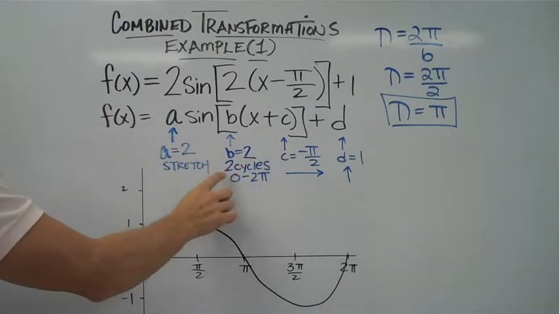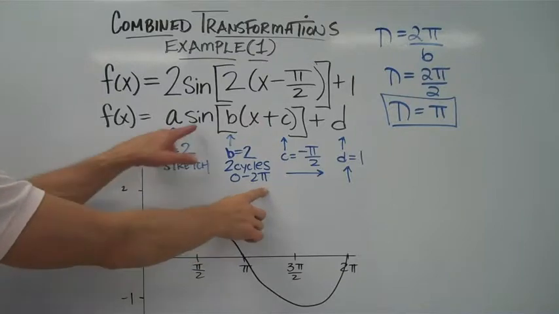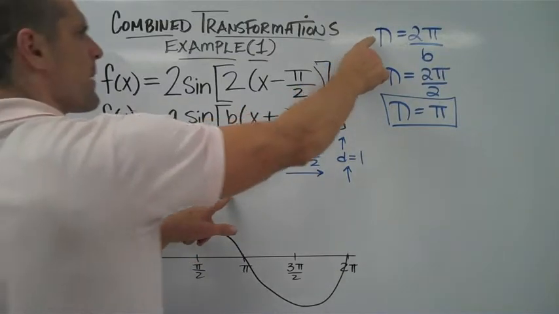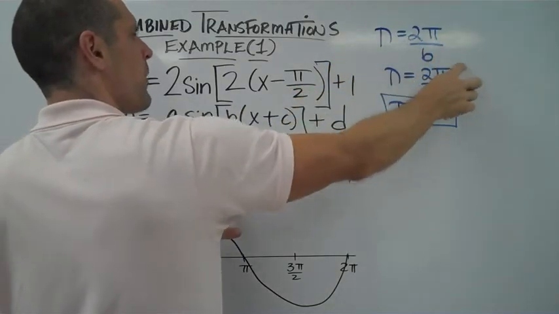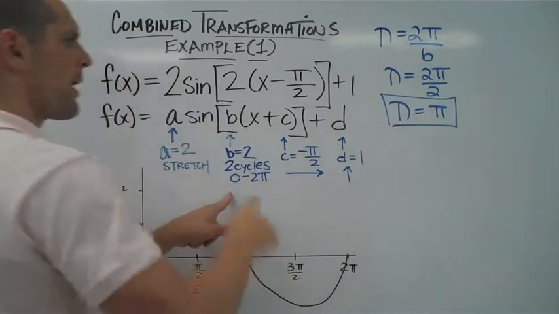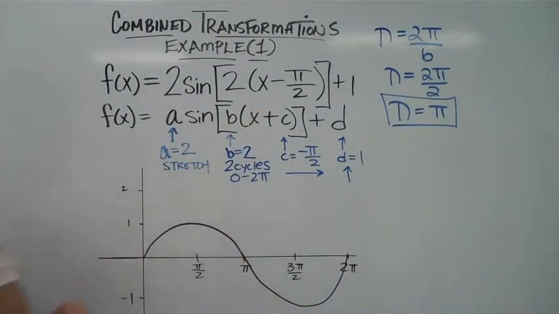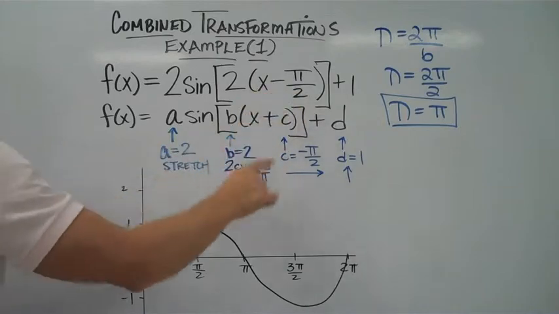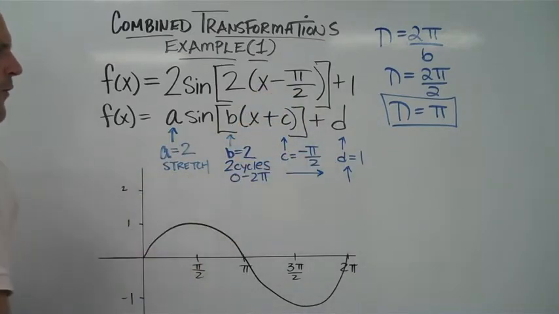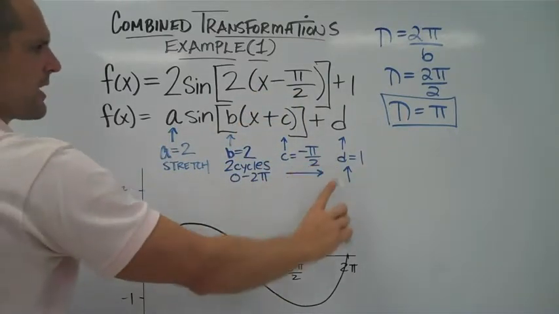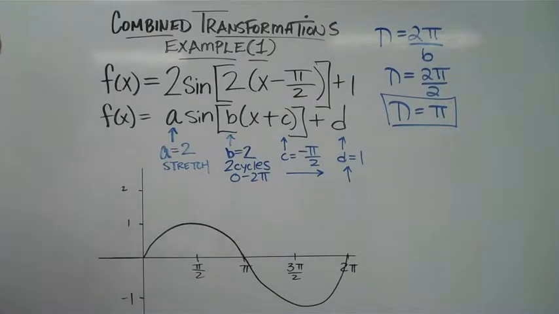My b is 2 means I have 2 cycles from 0 to 2 pi with the sine curve. And I also know that my period is 2 pi over b, 2 pi over 2. My period is pi, 1 cycle from 0 to pi. My c is negative pi over 2. That means I'm going to move this graph over pi over 2 that way. And my d says shift us up 1.